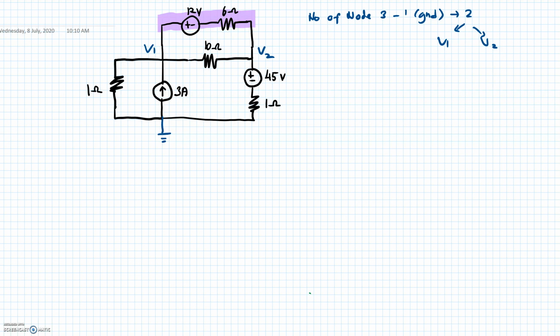So this branch is not a supernode. Okay. So a supernode should be like this one. You have a node, for example, V1 and V2. You have a source, which is a voltage source, and there is no resistor in that branch. It only consists of the voltage source.